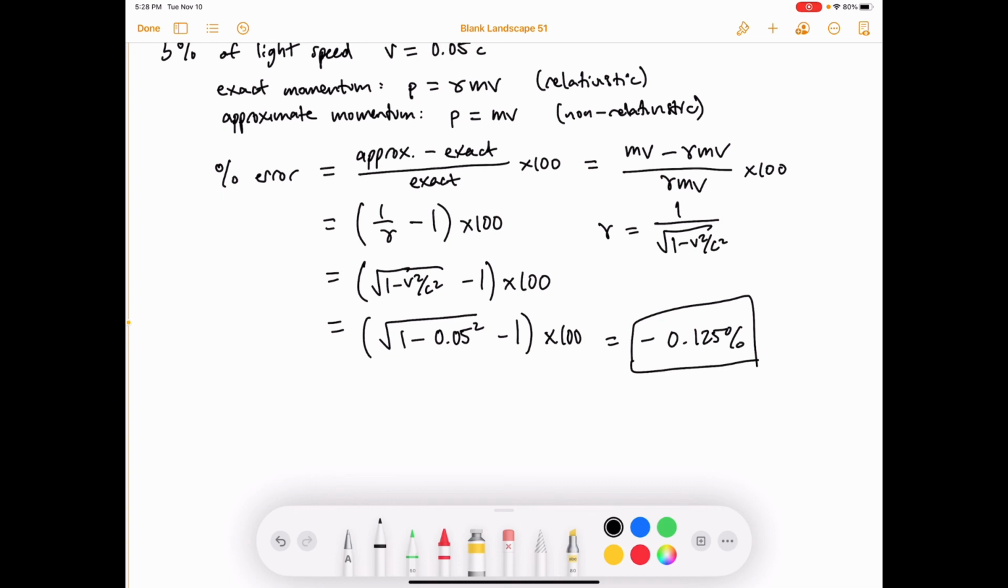So even though we're moving at 5% of the speed of light, which is really fast, it's not really that much of an error. So the relativistic effects are still not really kicking in that much, but we're slightly underestimating the momentum by using, of course, the non-relativistic formula. That's what we're seeing here.